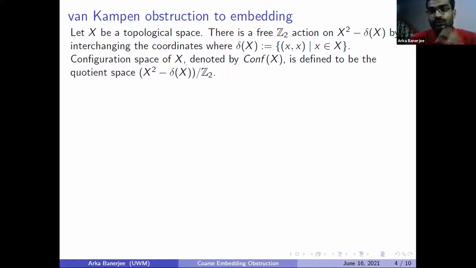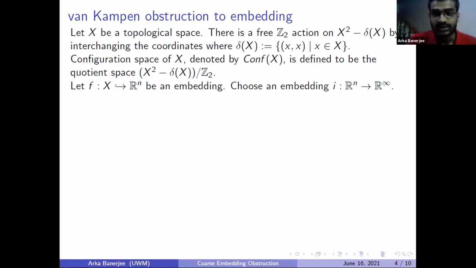And you have a Z2 action on that space, in fact a free Z2 action. For pairs of distinct points, you can just flip the coordinates and that gives you a Z2 action. Once you have an action, you can take the quotient by this action, and that gives you a space which we call the configuration space of X. So you take X squared, remove the diagonal, you have an action of Z2, you take the quotient. That's your configuration space of X. Now, what happens? Let's say you have an embedding X to R^n.